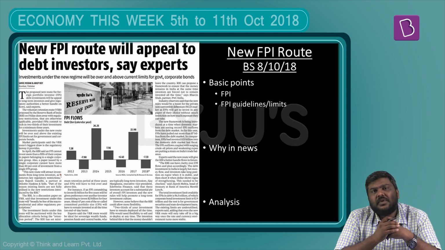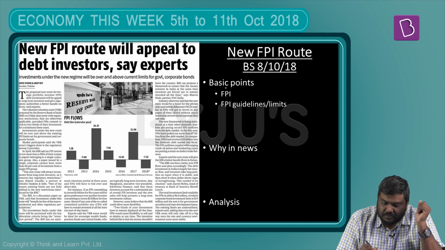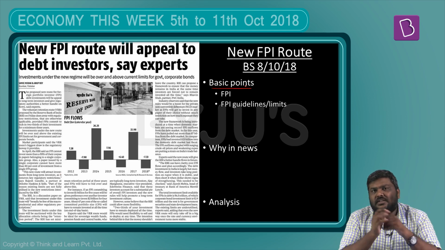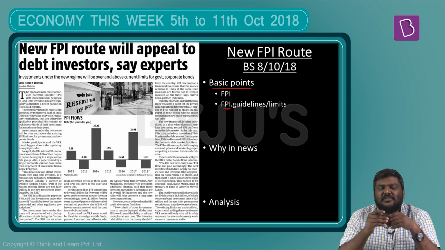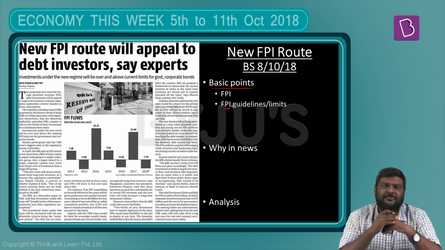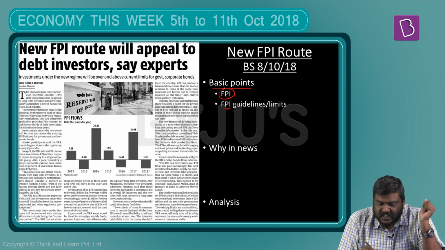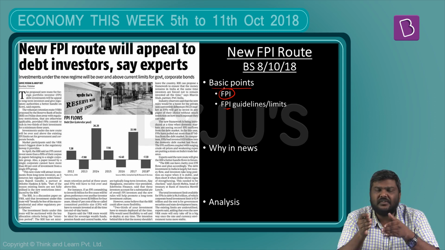The first article is related to foreign portfolio investments. Some of the basic points that you need to understand are, one, the difference between FDI and FPI, and second, what are some of the guidelines presently imposed by RBI on the inflow of FPI. FPI stands for foreign portfolio investment, whereas FDI stands for foreign direct investment.